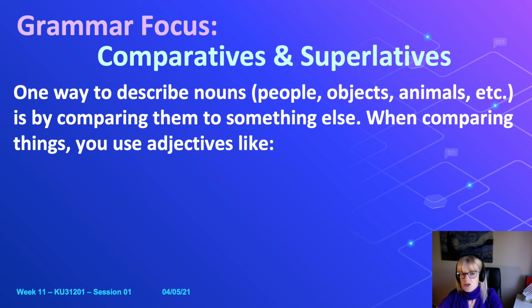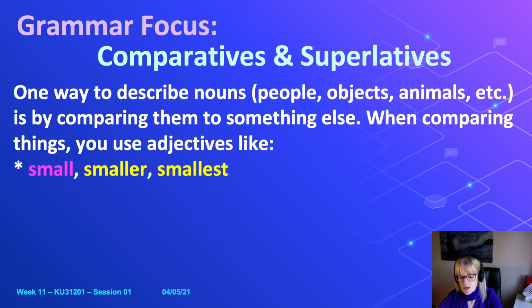So if we wanted to use comparatives, that's when we're looking at two things together to describe them. So here's our adjective in pink: small. The comparative is smaller, because we're comparing it to the small one. And then the superlative is the smallest. So the superlative is the most of something.